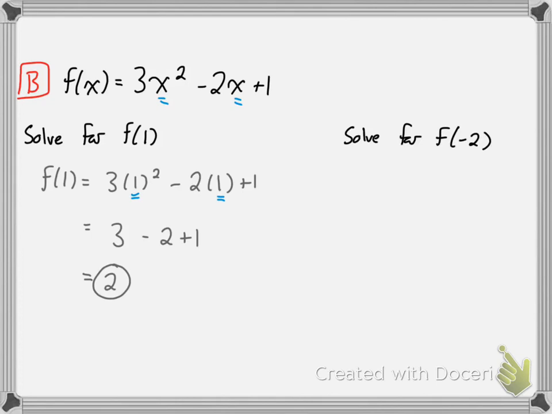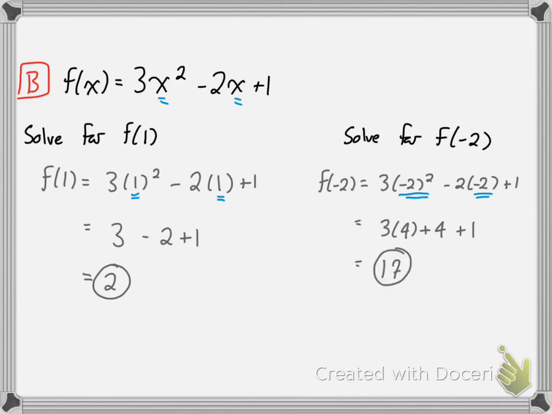Last problem, I want to solve for f of negative 2. Again, I'm going to plug in now a negative 2 wherever I see an x. So f of negative 2 equals 3 times negative 2 squared minus 2 times negative 2 plus 1. When I put that all in my calculator, know that negative 2 squared will come out to be positive 4. 3 times 4 plus 1 will give me 17, and I'm done.